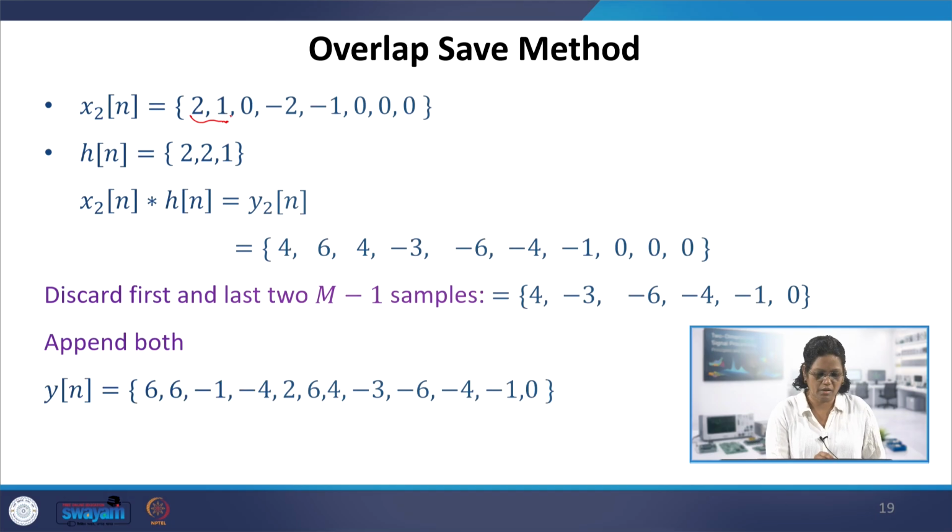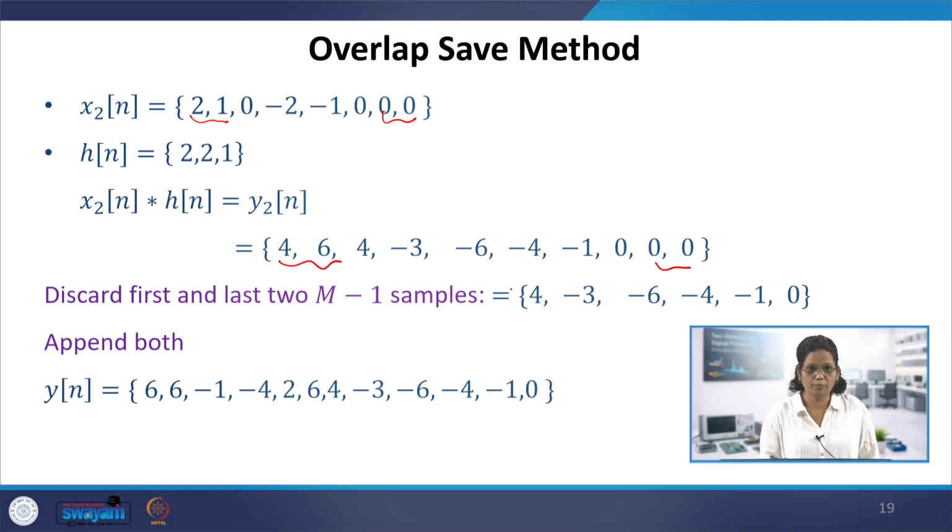Take the second sequence x2, which is repeated from the m minus 1 samples of the first sequence, and there are zeros added to it. So now perform x2 and h, the convolution, and we get this sequence. In this case, similarly, you can discard these two and here as well because we don't have another sequence. So the rest, 4 minus 3 minus 1, is the sequence obtained from the convolution.